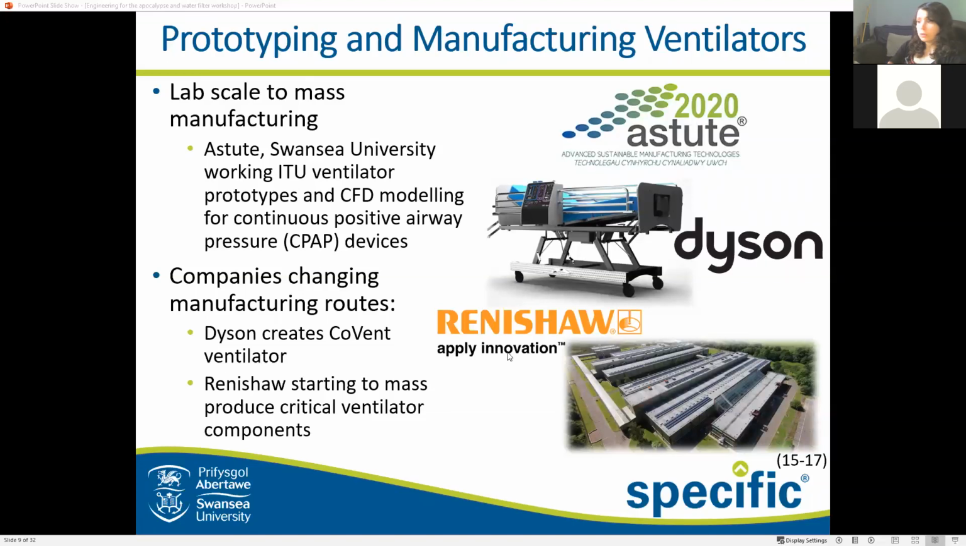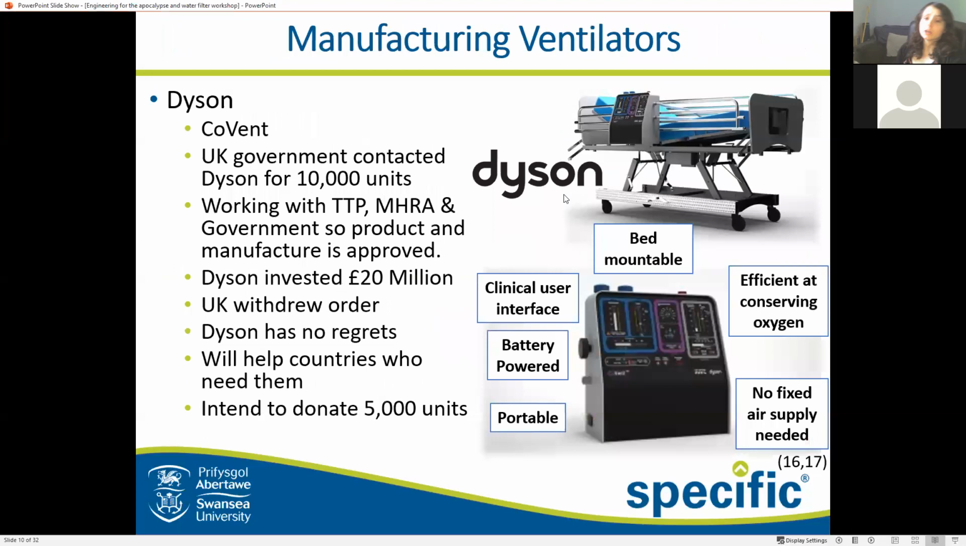So these are really good things, but to go a little bit more into the engineering design, one that I found particularly fascinating is Dyson's Covent. So after being contacted by Boris Johnson, Sir James Dyson had Dyson both develop and create the Covent ventilator within only 30 days, which is quite an impressive turnaround time for engineering designs.